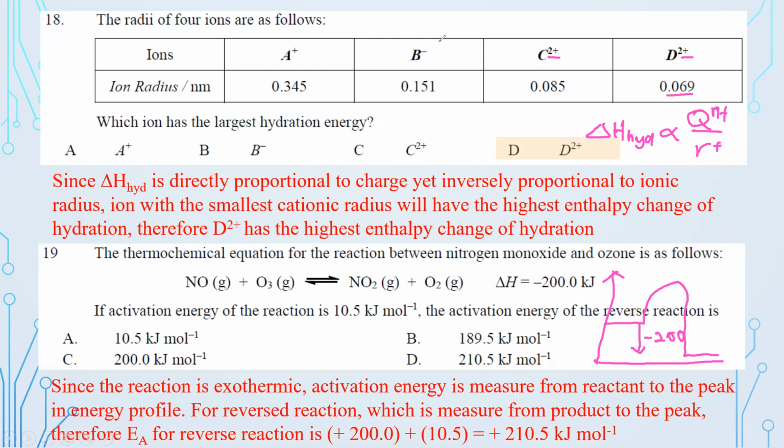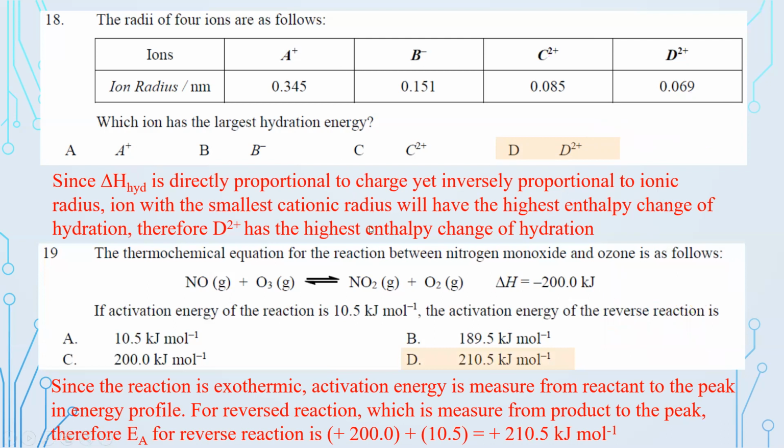And then given to you, the activation energy is 10.5, isn't it? So what is the activation energy for the reverse reaction? So reverse reaction is from here to here. So in here is negative 200 plus 10.5. So at the end, your best answer is 210.5. That is how you are going to answer question number 19. Okay, so hope it's clear for you. We are going to go for the next one.